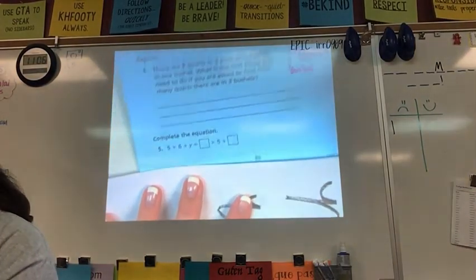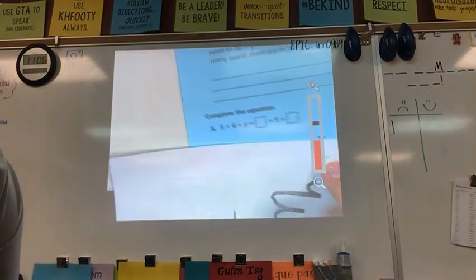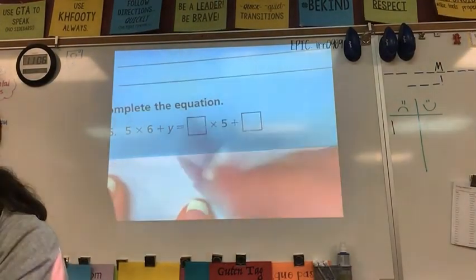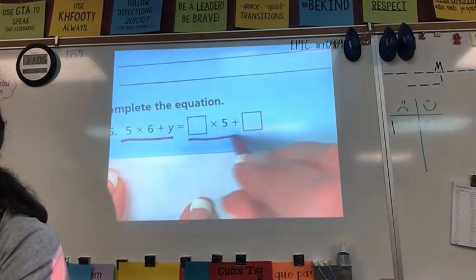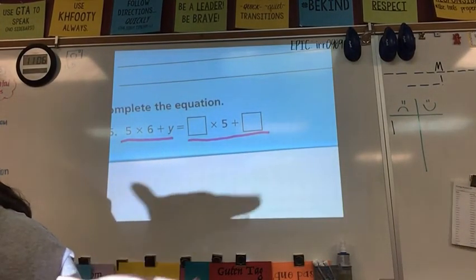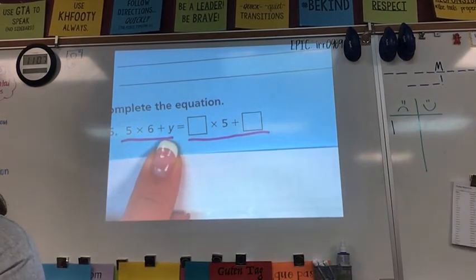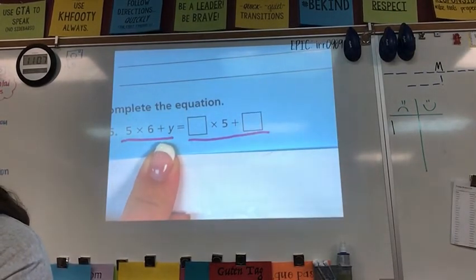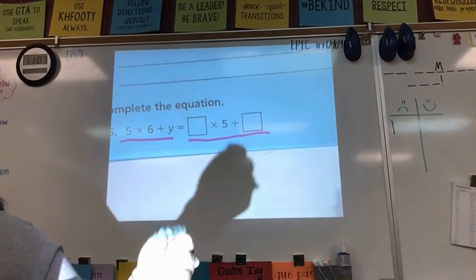Last problem. Complete the equation. There's 2 blanks on this one. And I want you to notice where the equal sign is. So there's this side of the equal sign and this side of the equal sign. And we know that with the equal sign, things have to be balanced, right? So if I have a 5 times 6 plus y on this side, I have to have a 5, a 6, and a y on this side, right? Pay attention to how they pair with the operation.